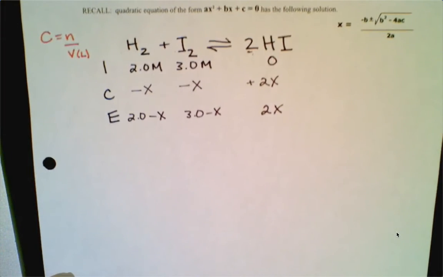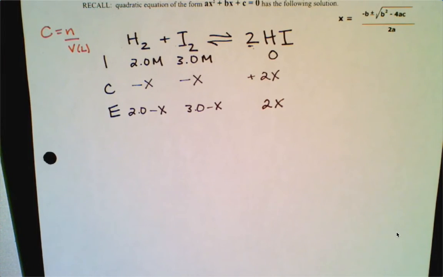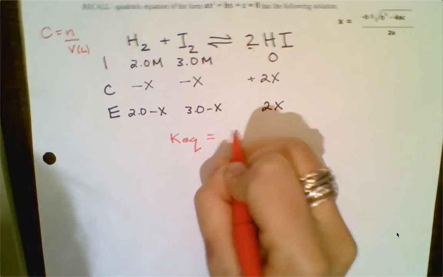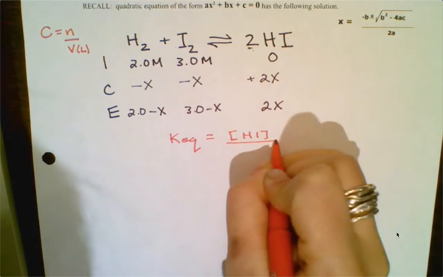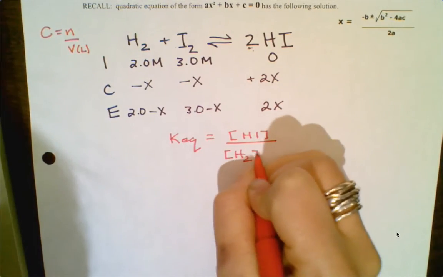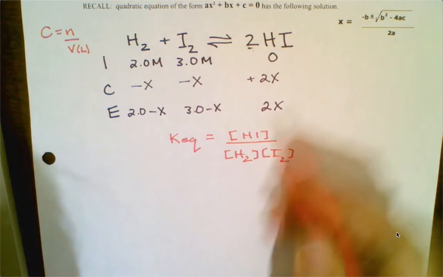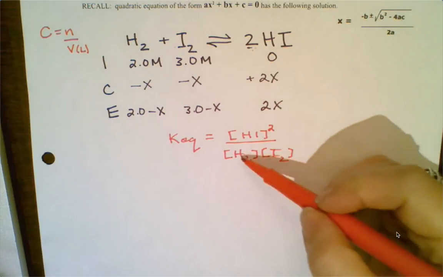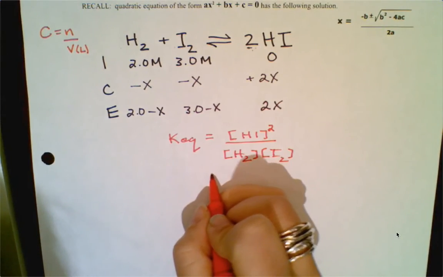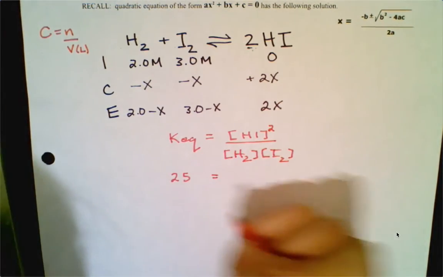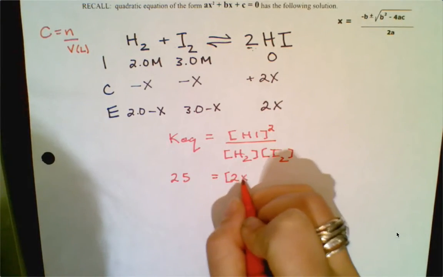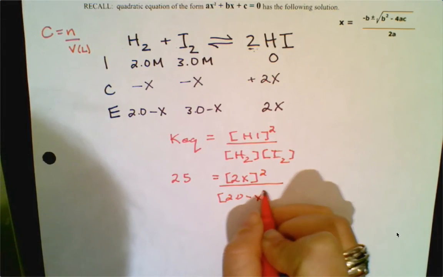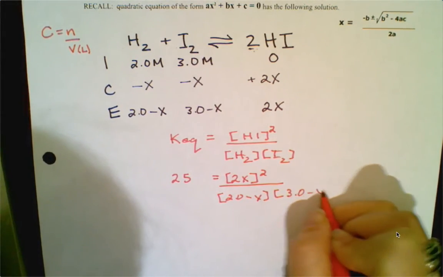When we set up our mass action expression, remember that it's always products over reactants raised to their exponent. So we have KEQ equals the concentration of HI squared, all divided by the concentration of H2 times I2. We want to double check that the top is squared because of that 2. Then we substitute in. Here we have 25, equal to 2X on the top squared, all over 2.0 minus X times 3.0 minus X.